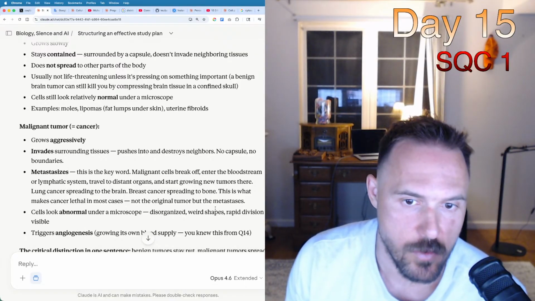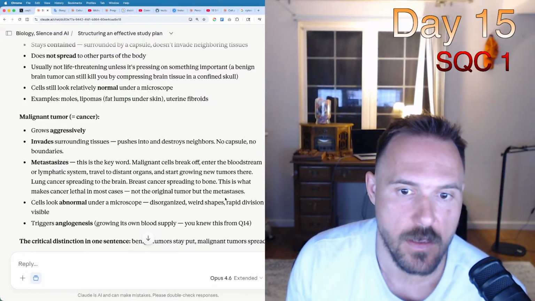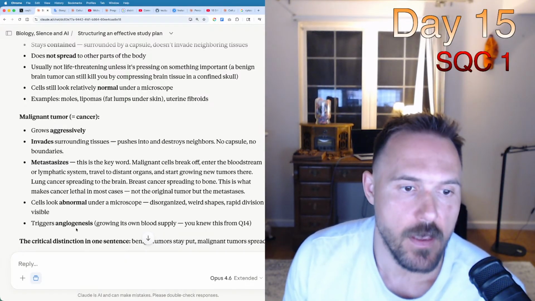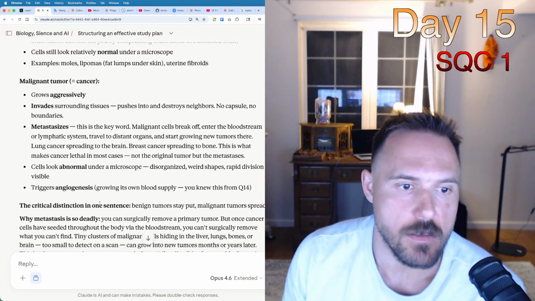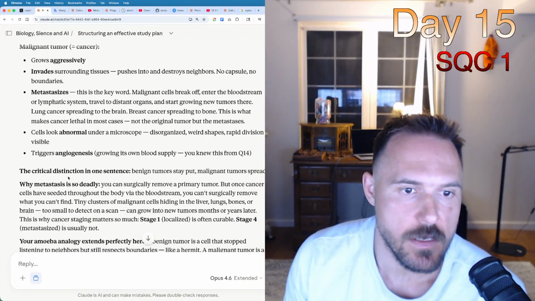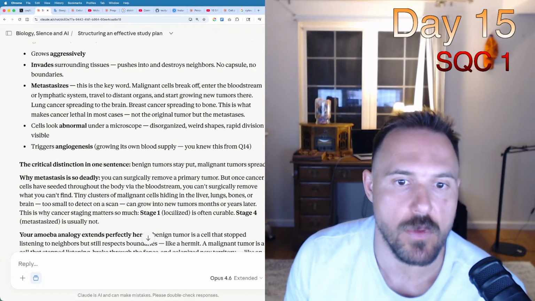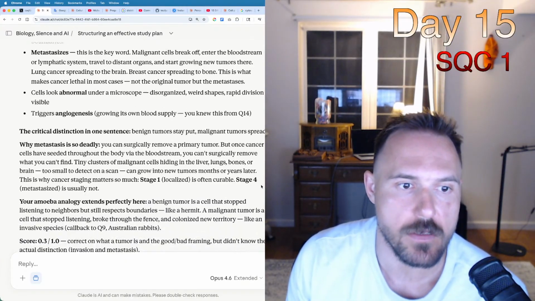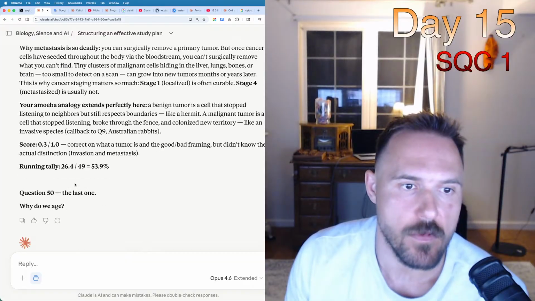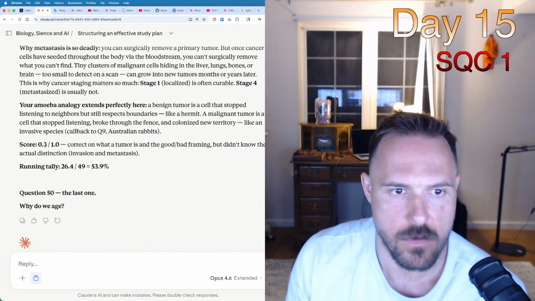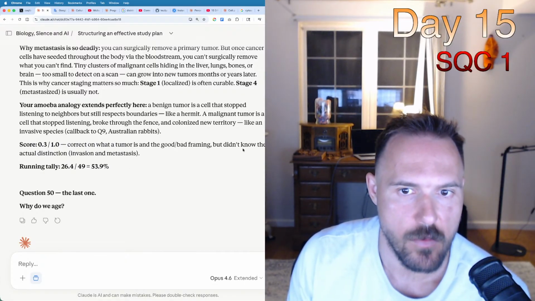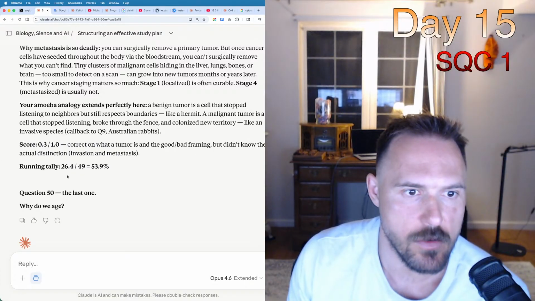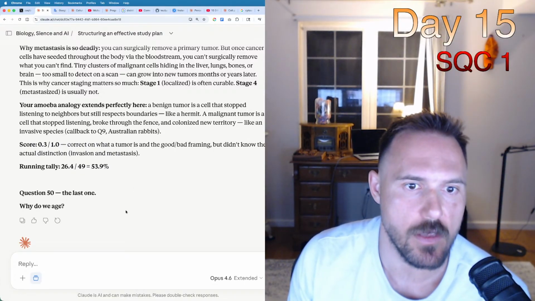Not the original tumor, but the metastasis. Cells look abnormal under the microscope. The critical distinction in one sentence: benign tumors stay put, malignant tumors spread. What? Correct on what a tumor is and the good and bad framing, but you didn't know the actual distinction, invasion and metastasis.